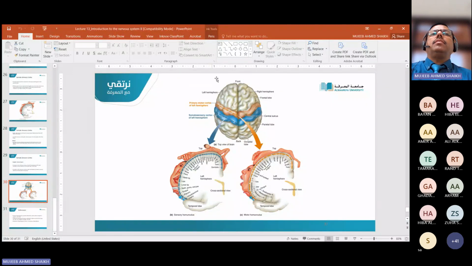Similarly, this is for motor activity. This is in the primary motor area, which is precentral gyrus. Similarly, for sensation, the control is behind the central sulcus or post-central gyrus. So sensory information from the left side of the body is delivered to the right cortex, and sensory information from the right half of the body is perceived on the left sensory cortex. Okay. Yes, got it, doctor. Yes, thank you.